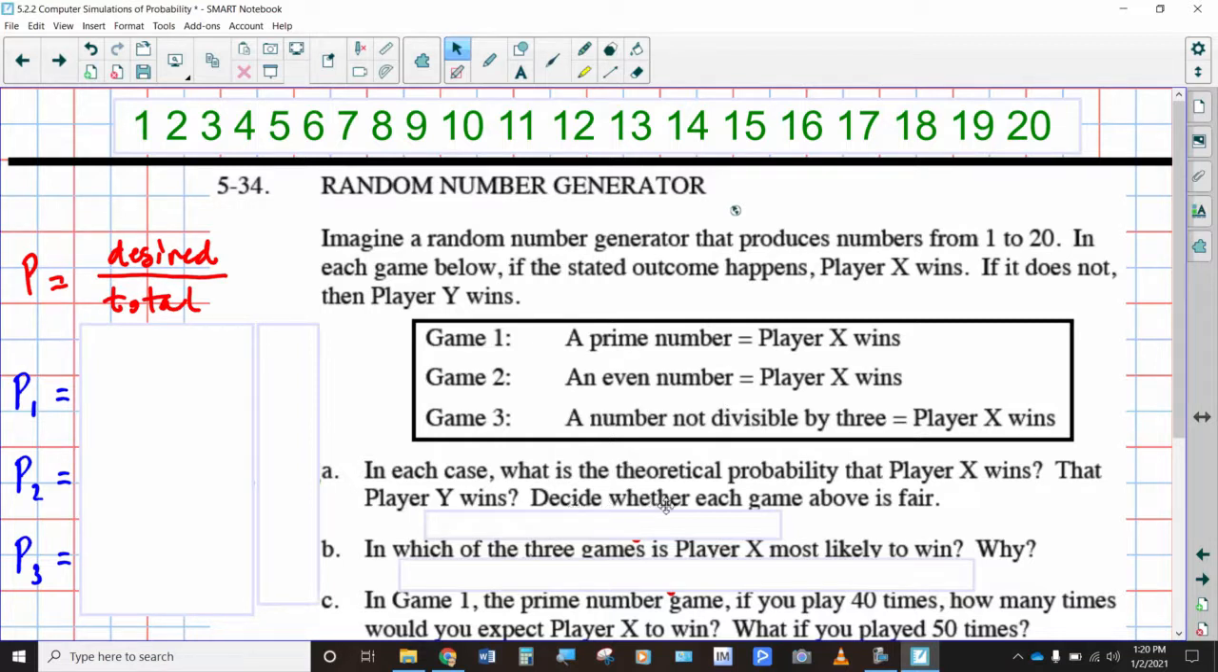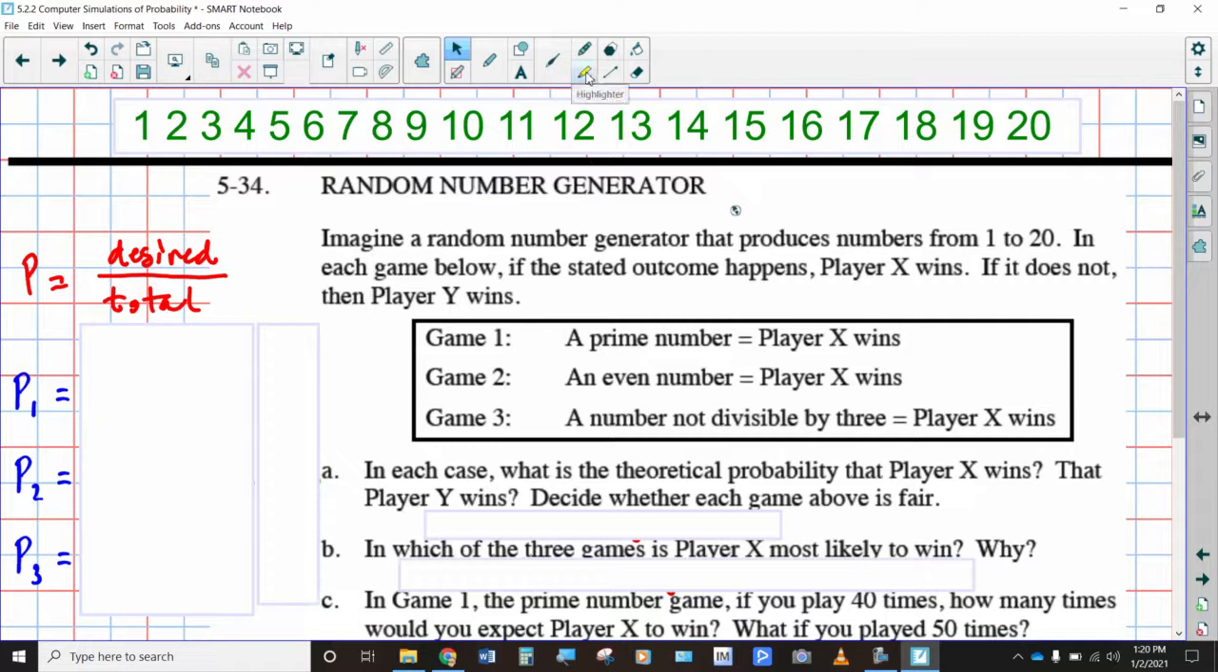And then we have to decide whether or not each game is fair, which we discussed earlier in the year. A fair game is when both players or all players involved have an equally likely chance of winning based on the probabilities, not based on their understanding of strategy, mind you, just on the probabilities themselves. Okay, so let's start by looking at this random number generator. What is the probability of getting a prime number? Because if you get a prime number, then player X will win. And if you don't get a prime number, then player Y would win.